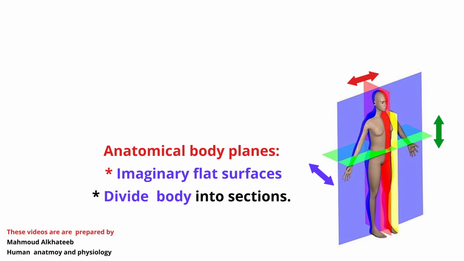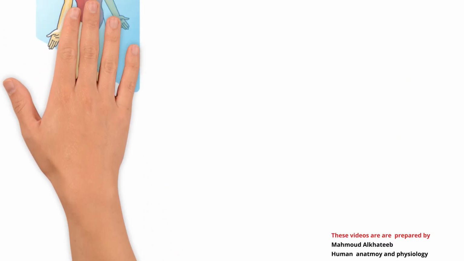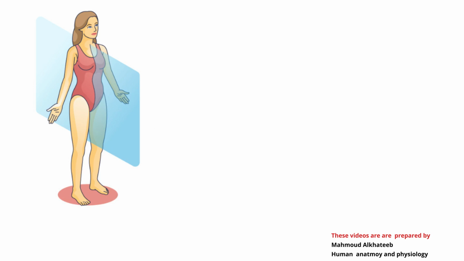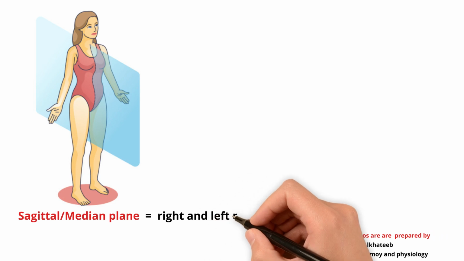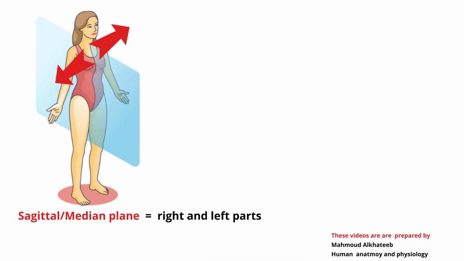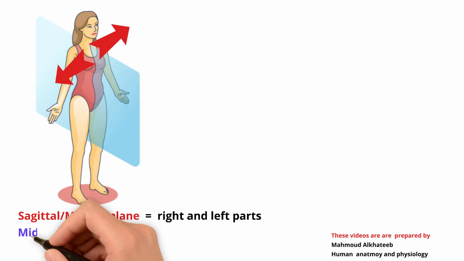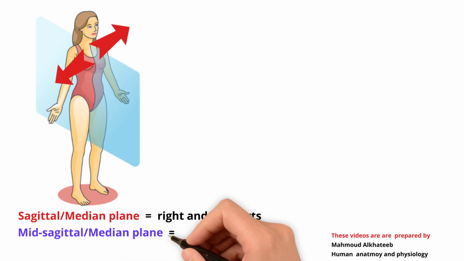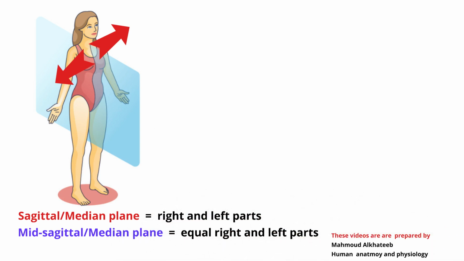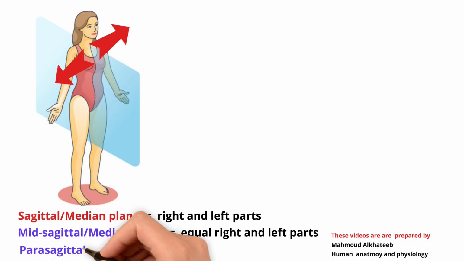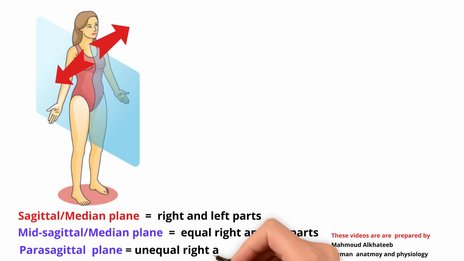Let's delve further into each of these anatomical planes, starting with the sagittal, or median plane. The sagittal plane divides the body into left and right sections. When the cut occurs exactly along the midline, dividing the body into two equal right and left halves, it is referred to as the mid-sagittal plane. If the plane does not pass through the center and divides the body into unequal right and left portions, it is called the parasagittal plane.